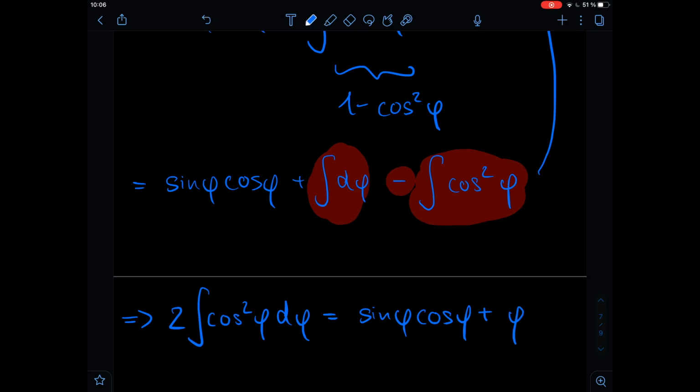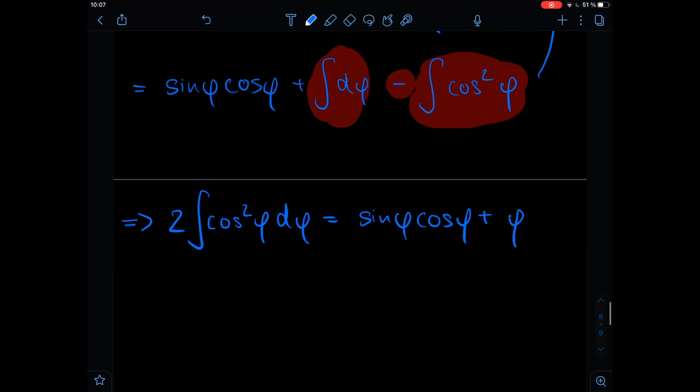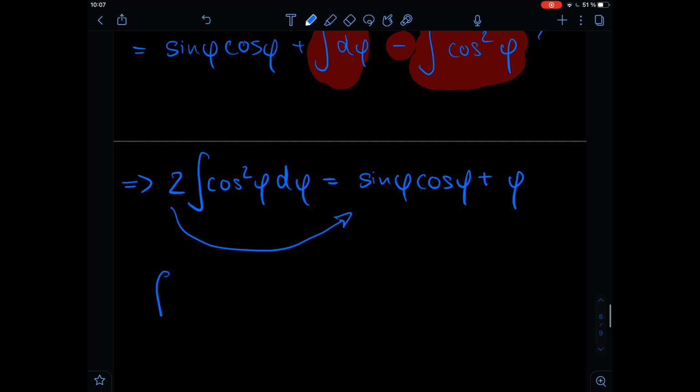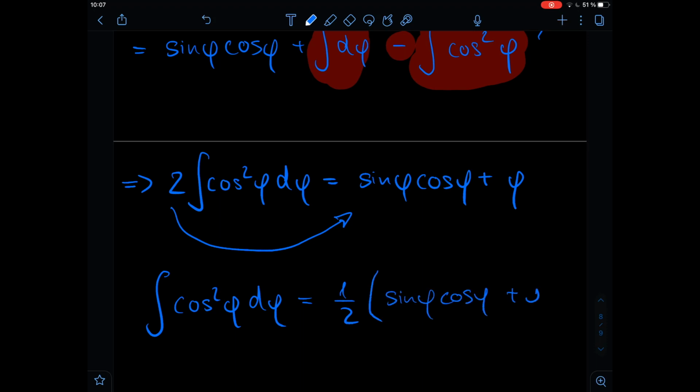And since some of you like to tell me that I forgot the constants, I always drop them because, I don't know, in physics we hardly use them. At least that's what I remember. Please correct me in the comments, because I'm always willing to learn something new. Anyway, so here we are. All we have to do now is put the 2 to the other side, and then we have the actual antiderivative of cosine squared of phi d phi is equal to 1/2 times sine phi cosine phi plus phi.